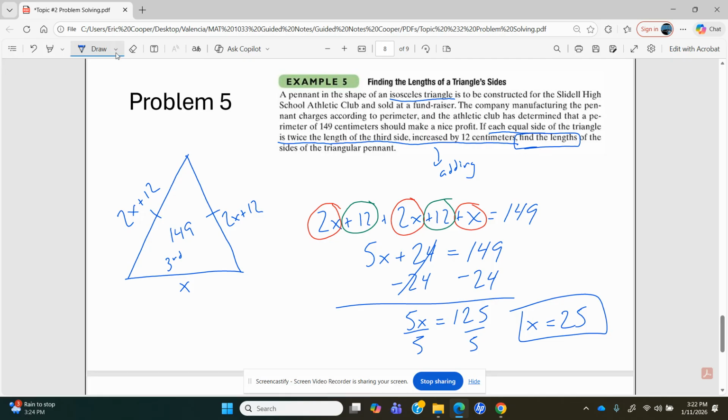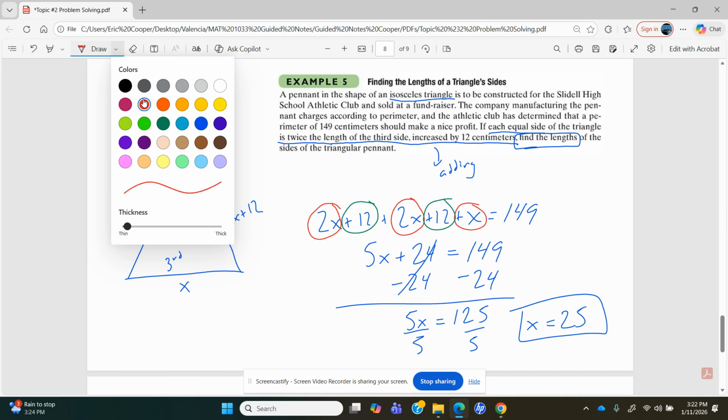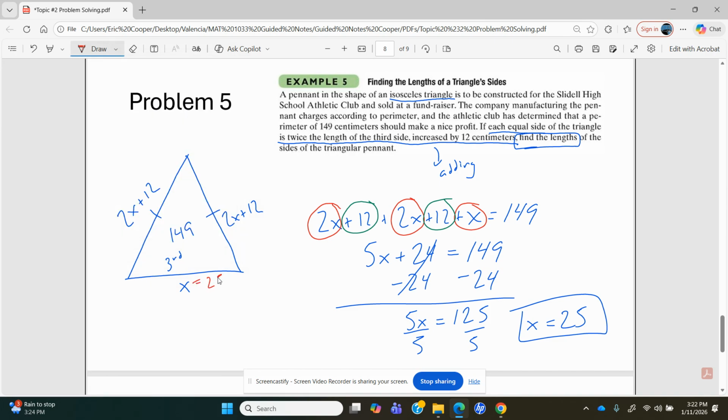So we're going to go back into each part of these triangles, and we're going to plug in 25. We know that the third side is 25 because it was just x. And for this one, we'll do 2 times 25 plus 12. 2 times 25 is 50, plus 12 equals 62. Now we can also do the same for the other side, but we remember these two sides are equal. So if that side is 62, then this side also has to be 62. So our answer, our three sides, came out to be 25, 62, and 62.